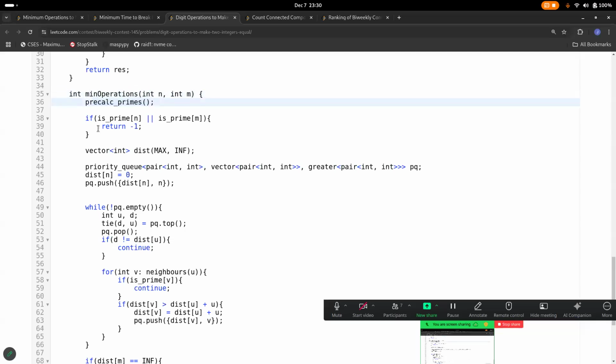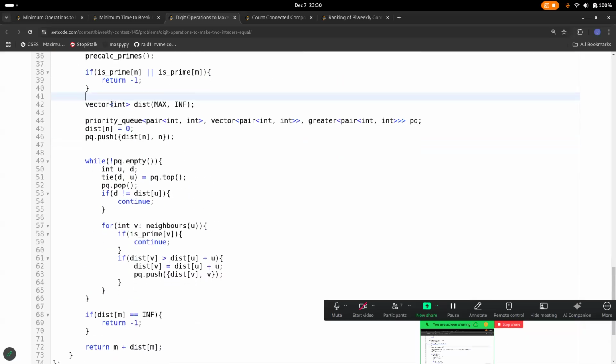Then the first thing that we check is whether n or m is prime itself. If either n or m is prime, we can't really do anything, because either the start point or the end point itself is invalid. In that case, no matter what type of operations we do, in all the cases we will have at least one prime in our operations. So we don't have an answer in that case.